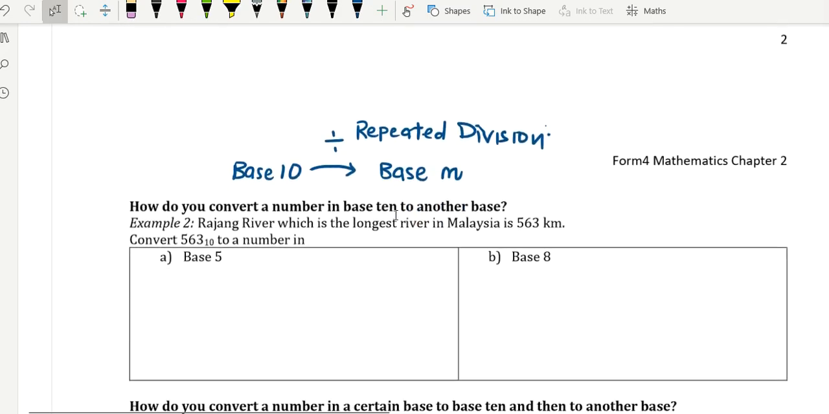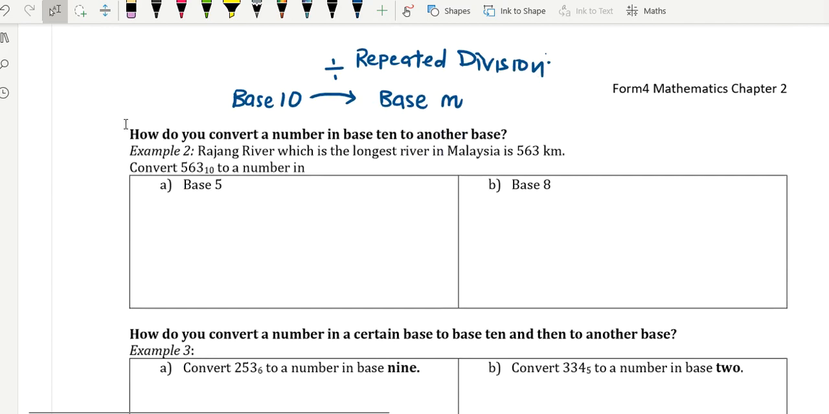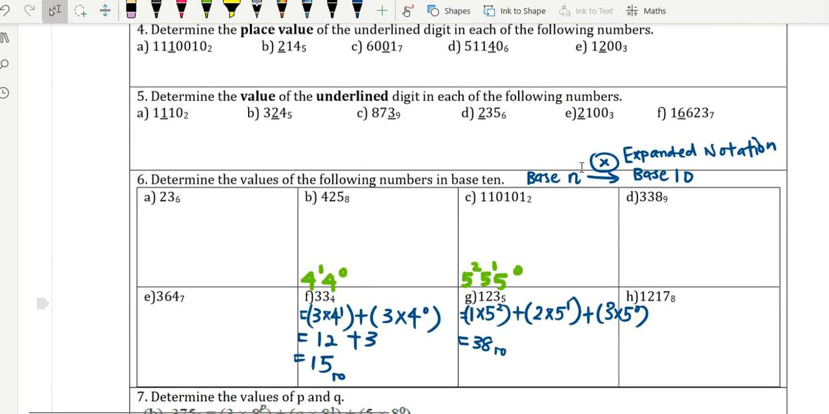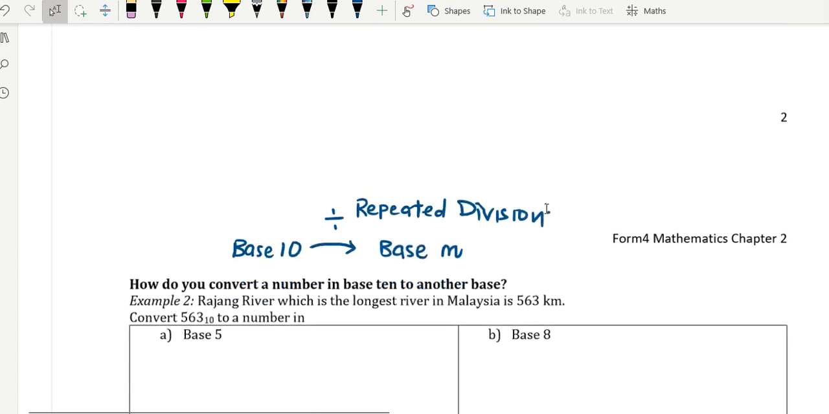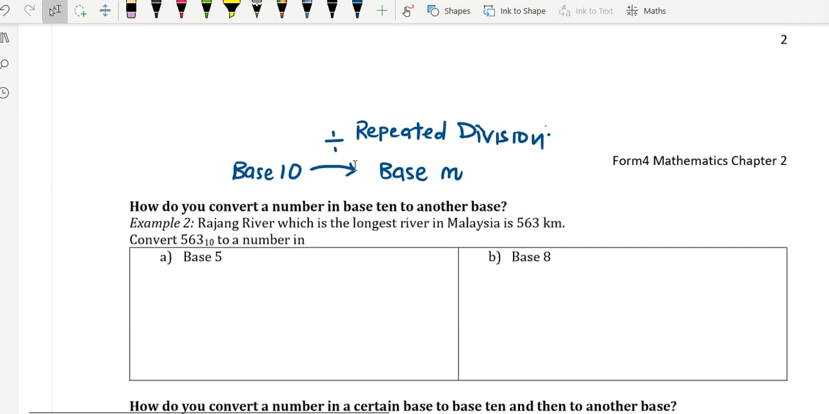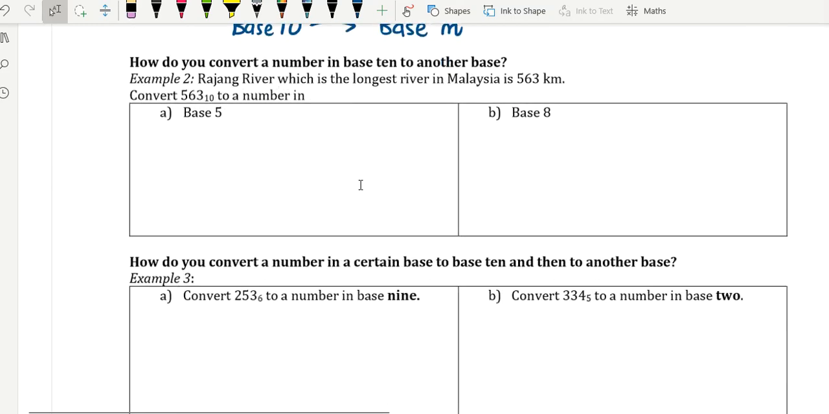Okay. So after we have done that, we start with a new subtopic. How do you convert a number in base 10 to another base? Just now, we converted from another base back to base 10, and we multiply. Now we do the reverse. Base 10 to be converted to another base, we use division. Repeated division, we call it. What is repeated division?